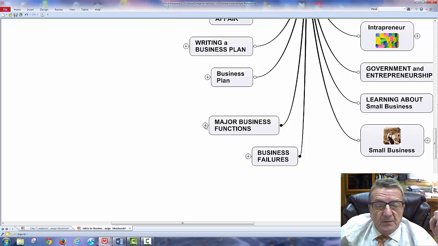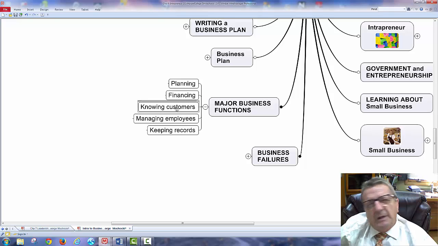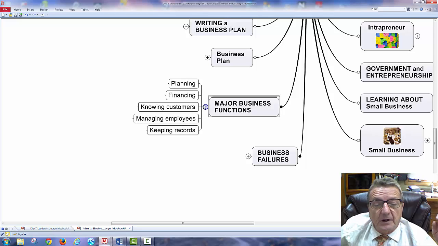Okay, major business functions. This is what you cover: planning, financing, knowing the customer. 100%. If you don't know the customer, you're never going to make it in business. Managing employees, that's the other one. Remember, theft is highest among employees, because they know more about your operation and everything else. And then keeping good records.